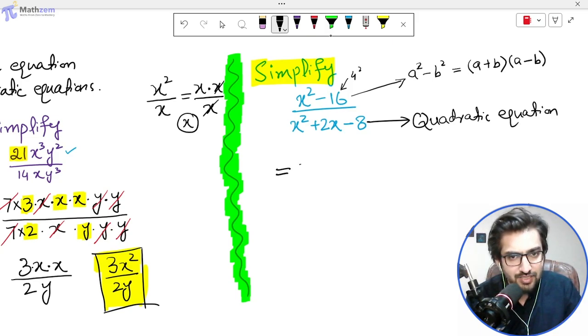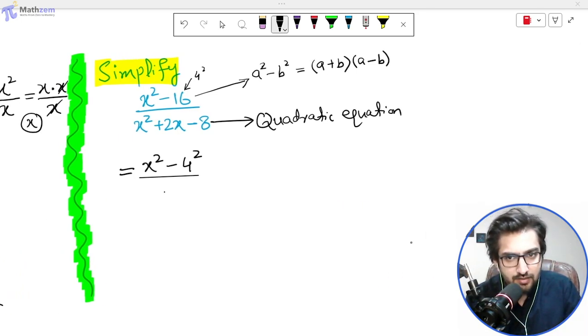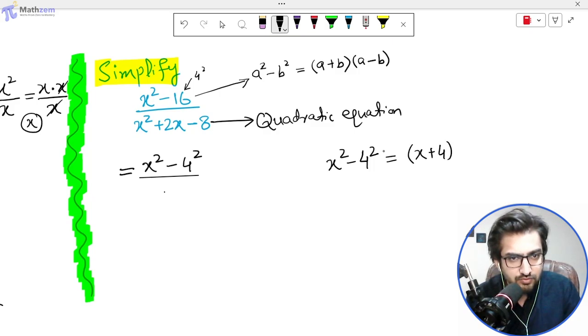So I can write the numerator as x square minus 4 square. For now, I will write the denominator as it is. We will do that in the next step. Now, x square minus 4 square is equal to x plus 4 and x minus 4, so I will replace that by x plus 4 and x minus 4.